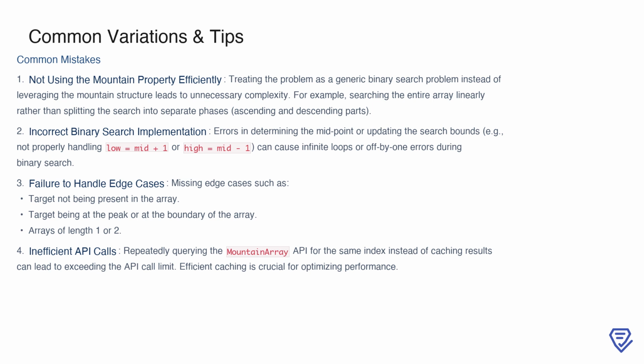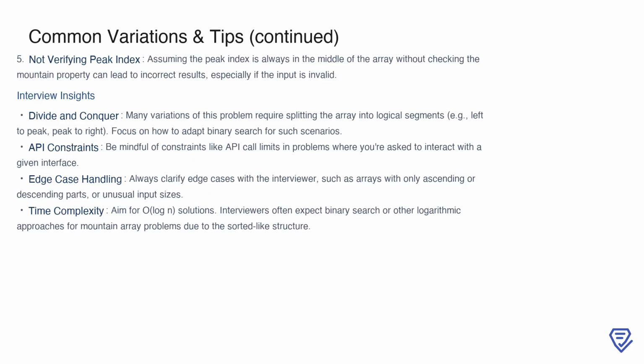Finally, inefficient use of the mountain array API is another pitfall. Repeatedly querying the same index without caching results not only wastes time but can also lead to exceeding the API call limit, which is a constraint to keep in mind. Efficient caching is crucial for maintaining performance here. Another mistake to watch for is not verifying the peak index properly. Assuming the peak is always in the middle of the array without checking the mountain property can lead to errors, especially if the input doesn't follow the expected structure.